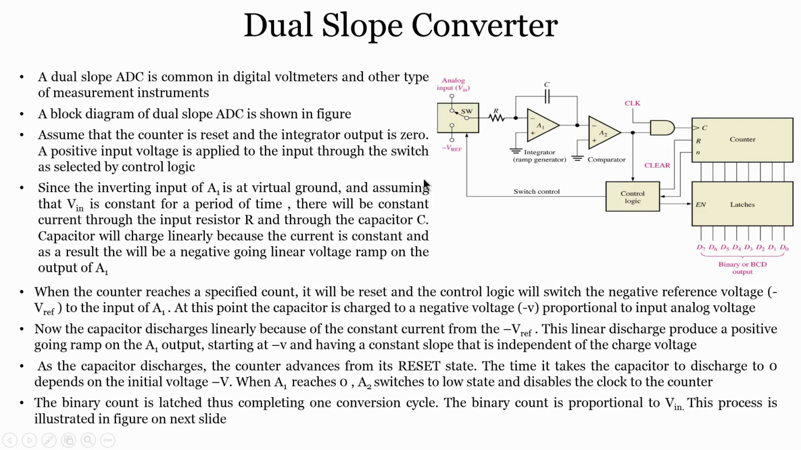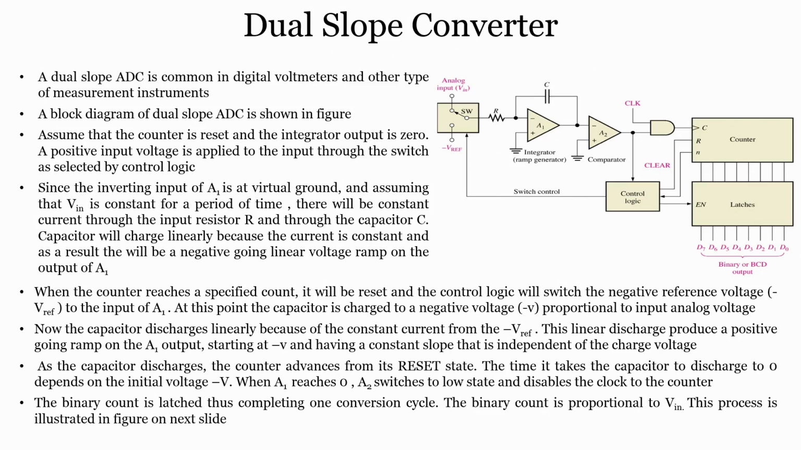There is a switch which is connected to this block through a control logic, and then you have a clock, a counter, latches, and finally you have the binary output. So, this is the block diagram of a dual slope ADC. Suppose in an exam you are asked what the dual slope ADC block diagram looks like, you can draw this very quickly.